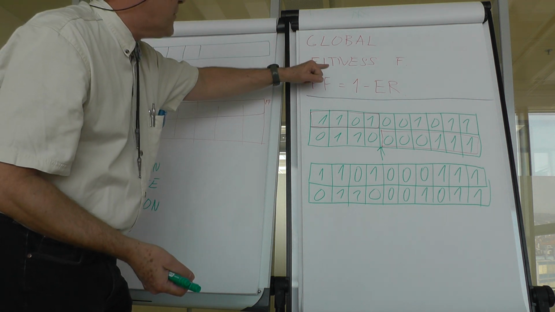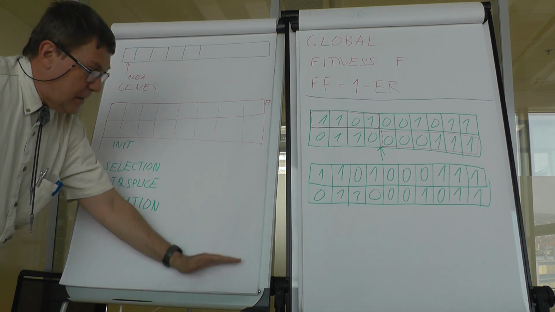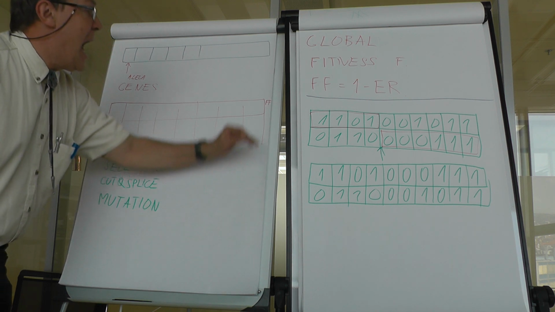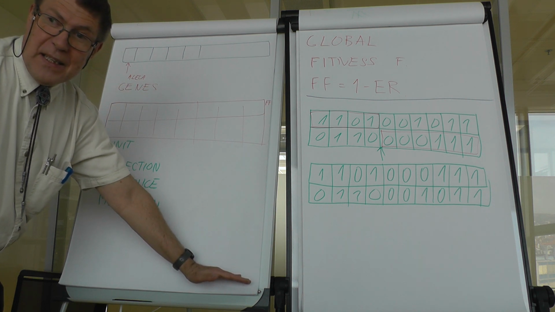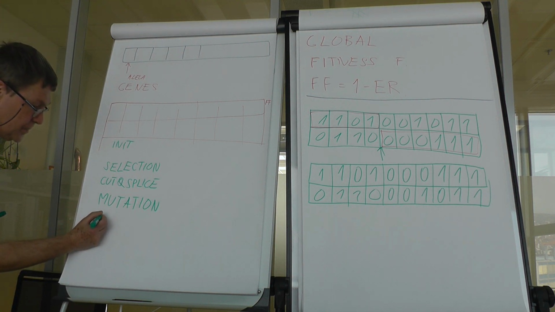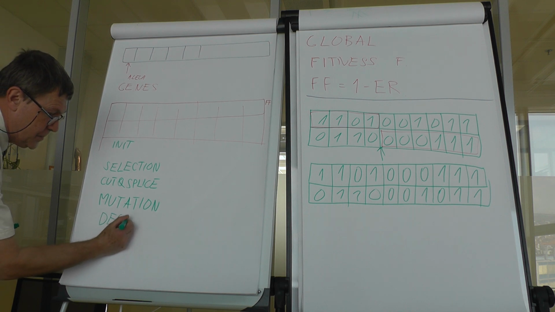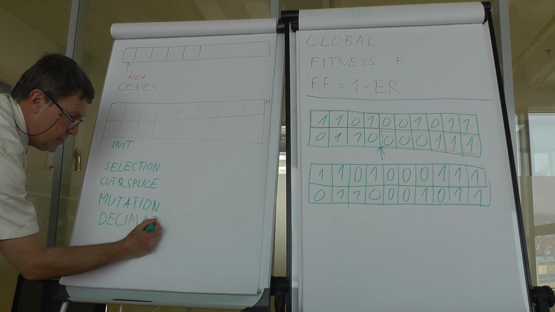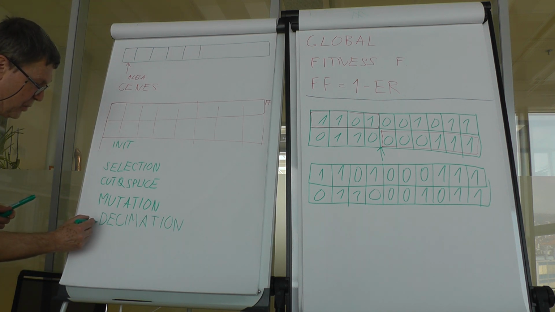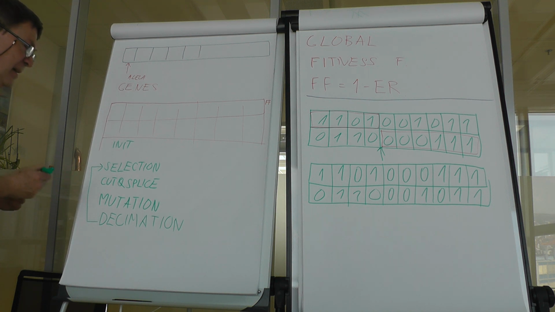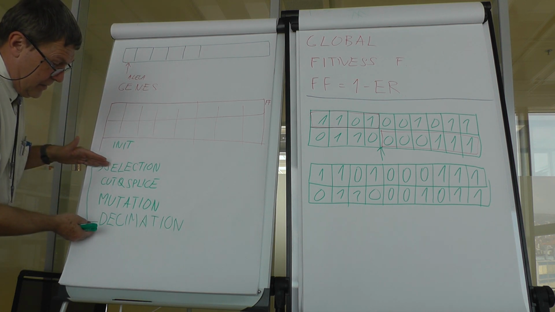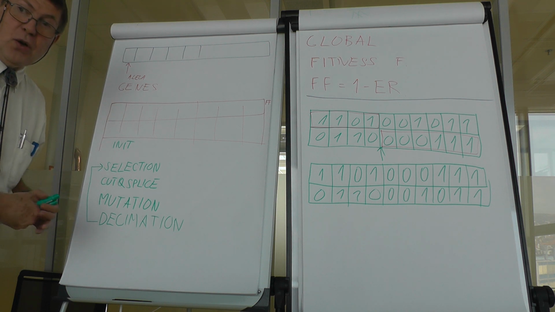And what we do, we abandon those less fit. So we calculate a fitness function. We sort the total population by fitness function, and those less fit go away. And now, after this decimation, we repeat the process again. So we go to selection, cut and splice, mutation, decimation, and the whole set of those 4 operations is called an epoch.